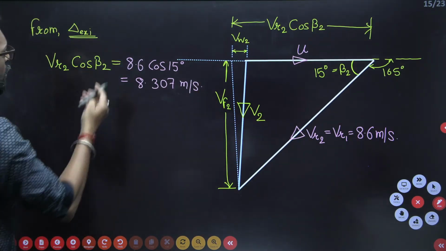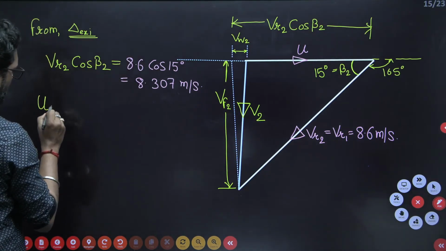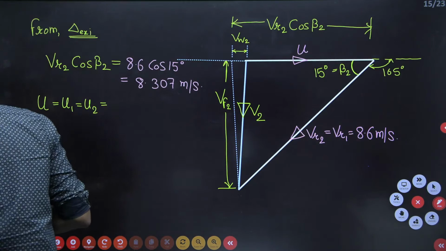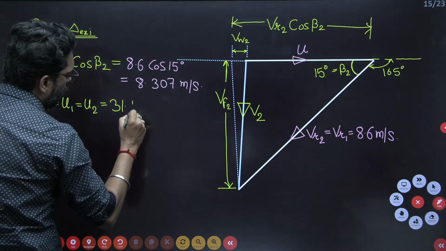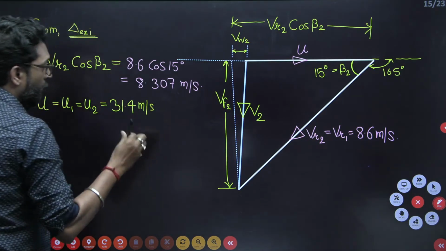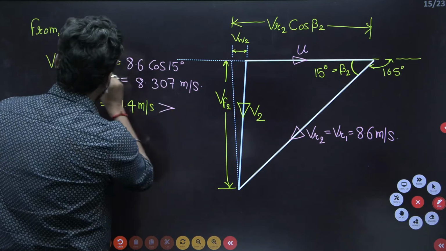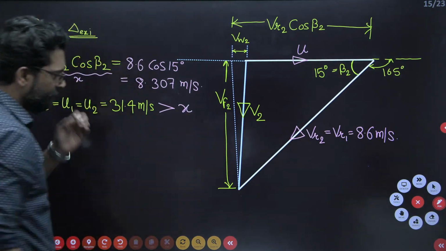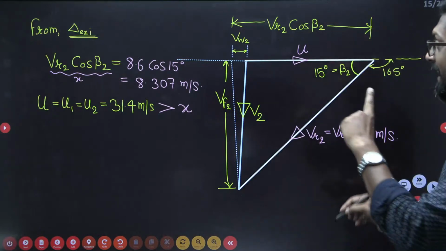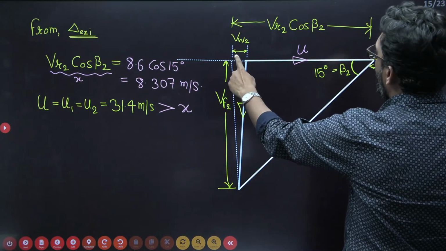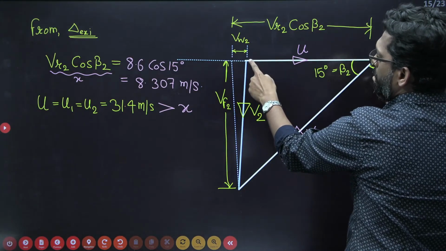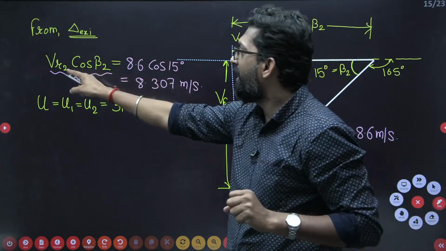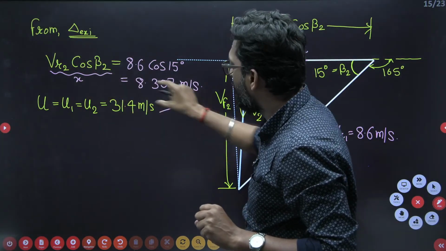Now my dear, what is U? U is equal to U1 equal to U2, which is 31.4 meter per second, greater than VR2 cos beta 2. Let's suppose this is X, which is greater than this value. See the beauty: in this triangle, X is VR2 cos beta 2, so it should be less than the velocity U.